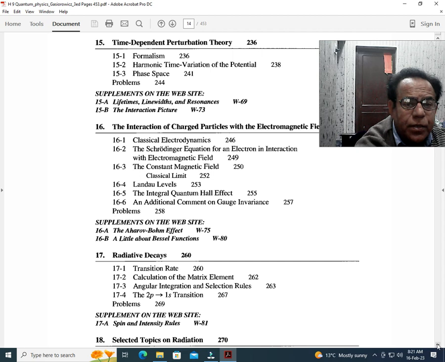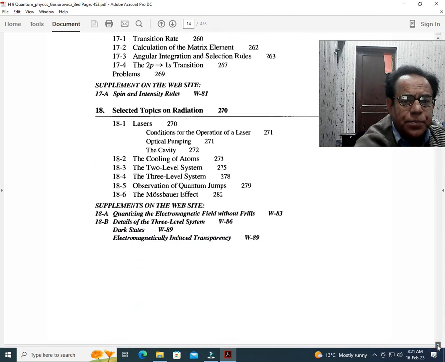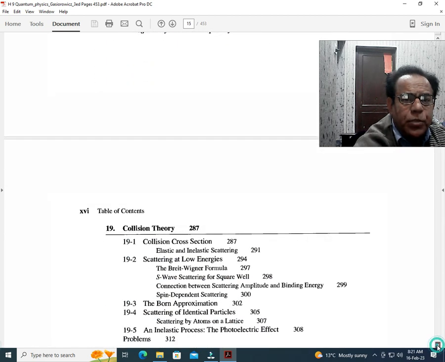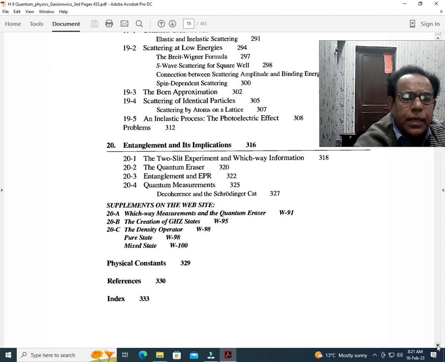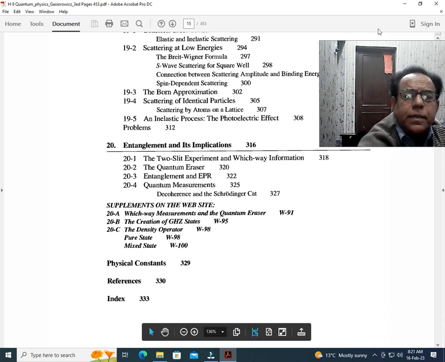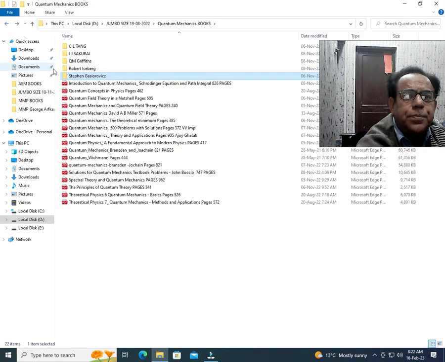radiative decay, radioactive decays. Perhaps this is a mistake. Radiative decays, selected topics on radiation, collision theory, entanglement and its implications. Index is given at page number 333.